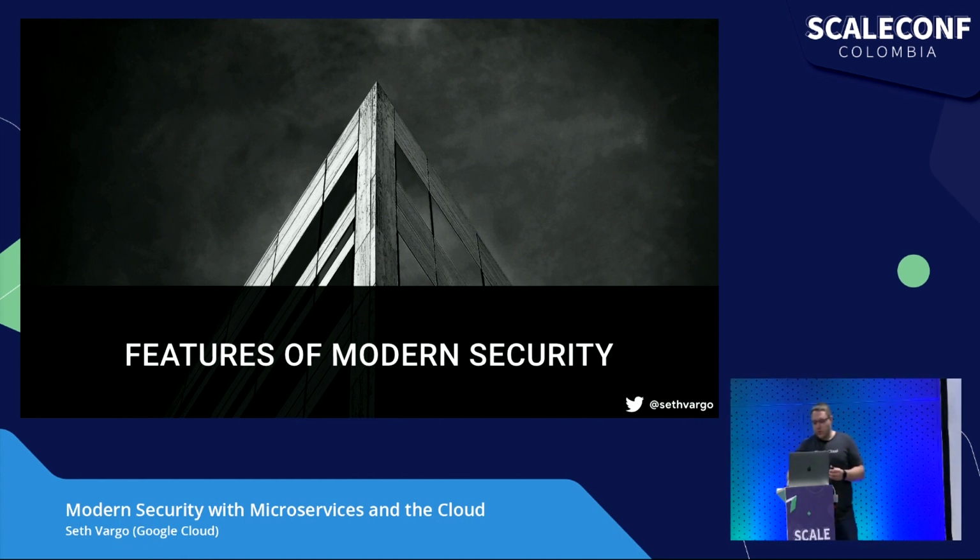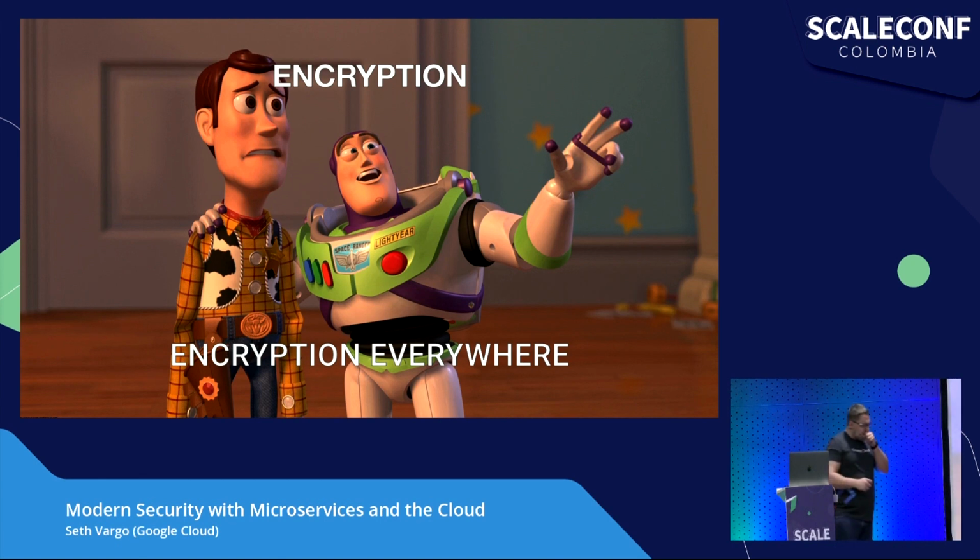Well, the first one's pretty straightforward, and it's encryption. Encryption everywhere. That one's obviously straightforward. This is encryption in transit and at rest. So at Google Cloud, we encrypt everything you give us at rest by default. You don't have to do anything. It's on by default. Encryption in transit, that's using things like TLS, right?